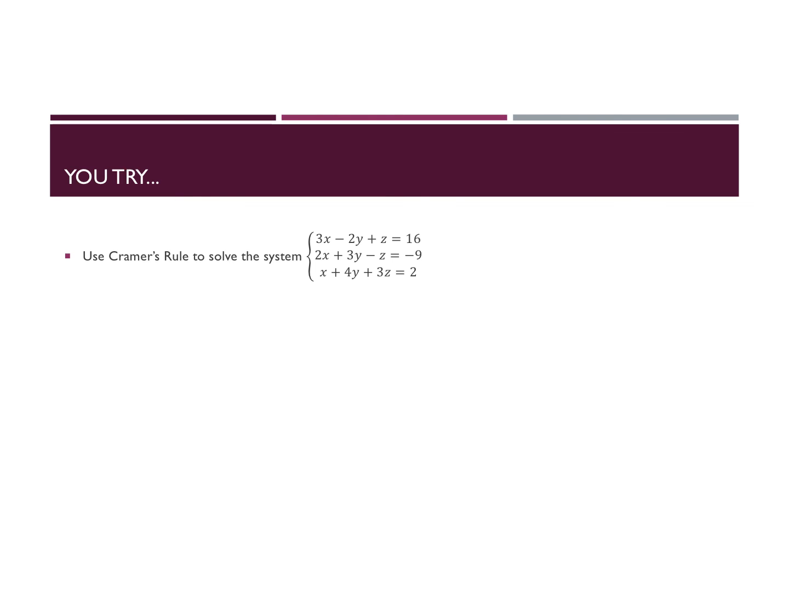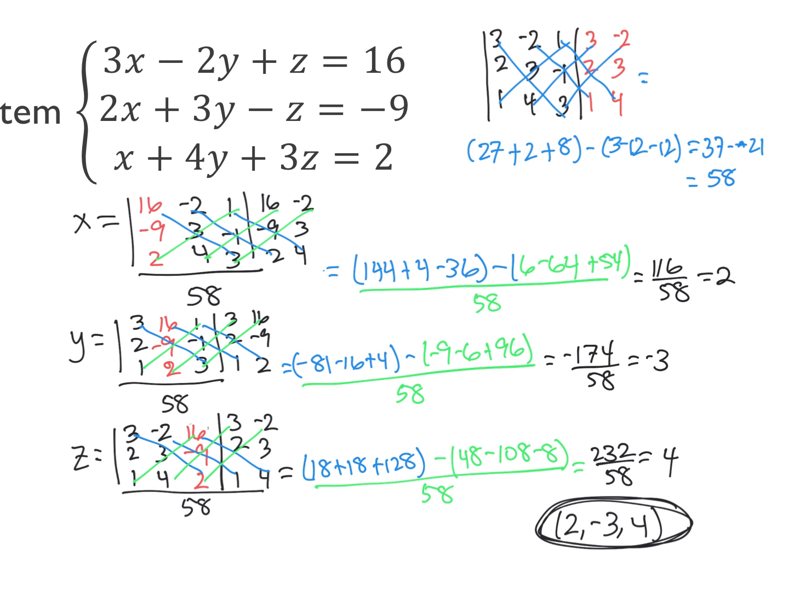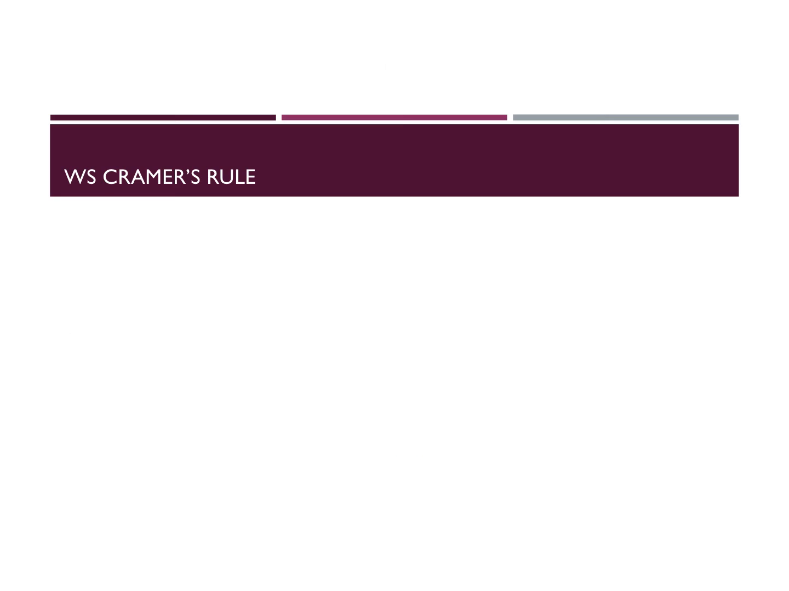Please take a few minutes to try this final example. Okay, so hopefully with this example you found the determinant of the coefficient matrix to be 58, x to be 2, y to be -3, and z to be 4. And make sure to write that solution as an ordered triple. We made it through Unit 3, hooray!